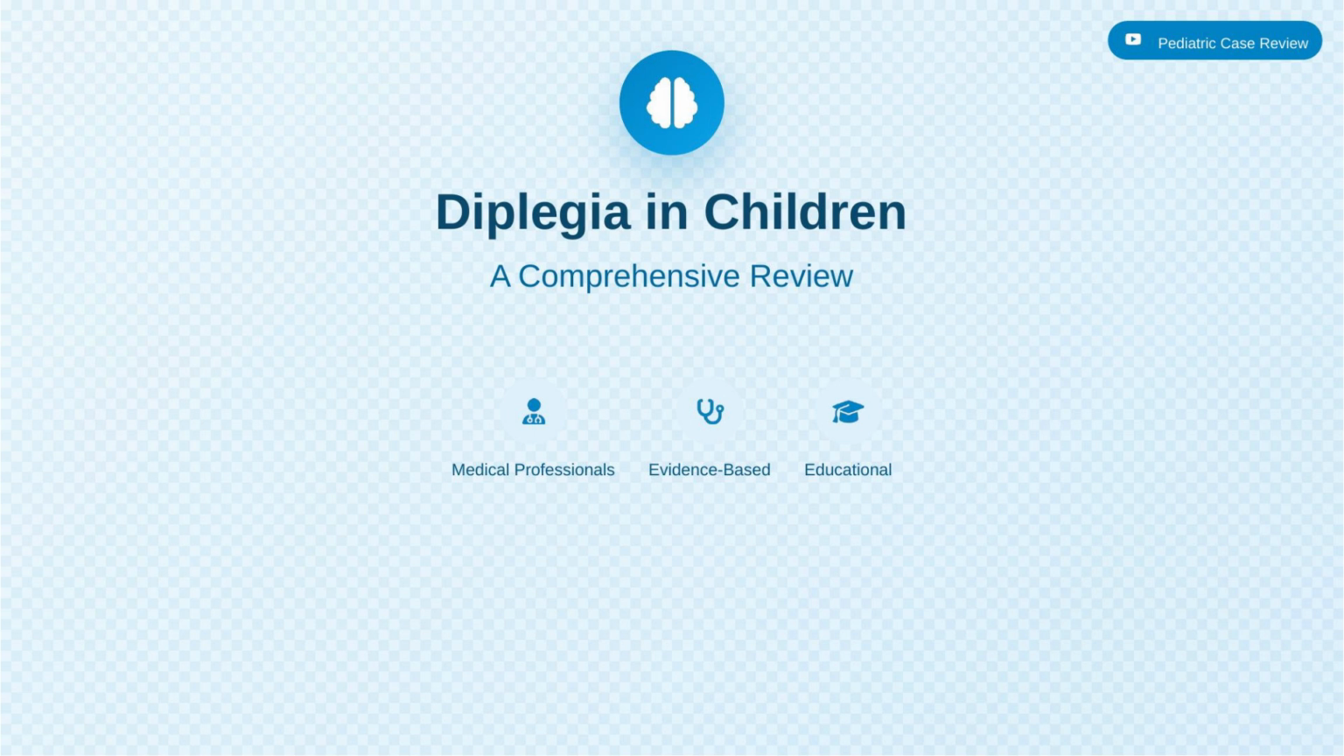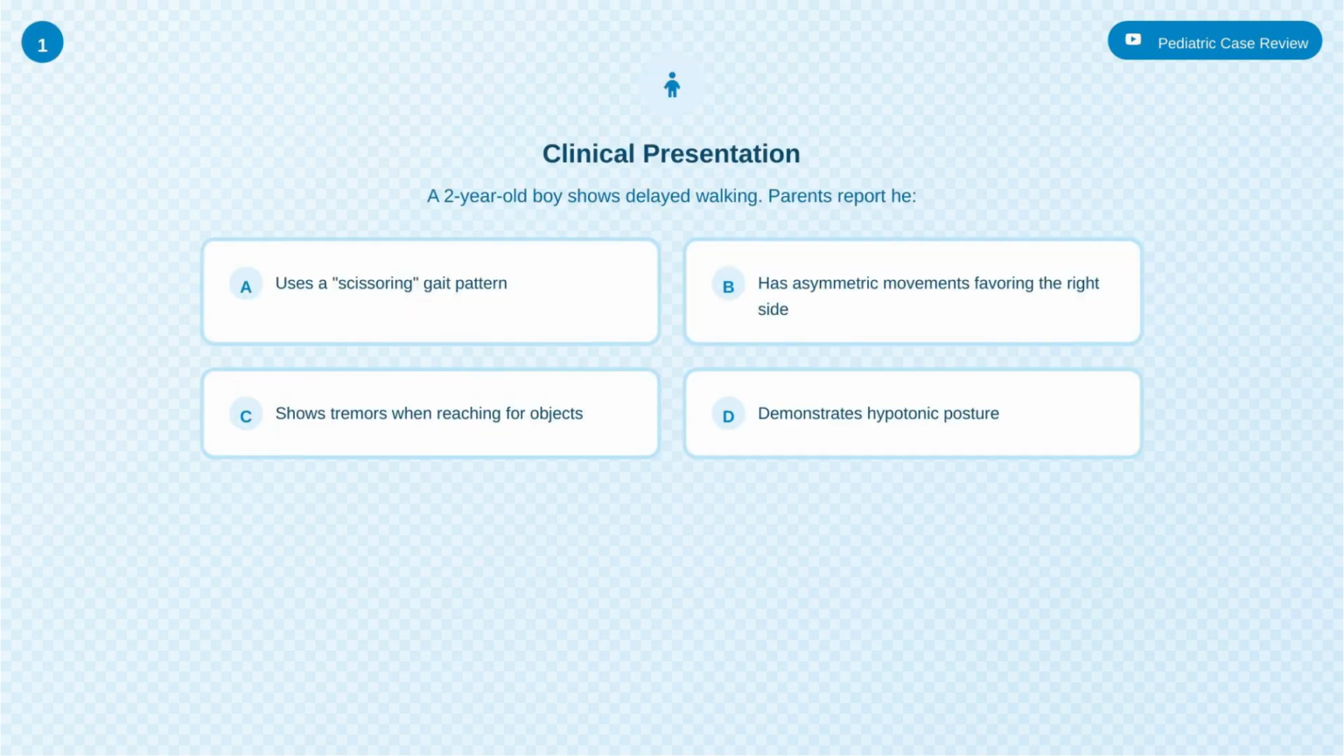Today we'll be discussing diplegia in children, a form of cerebral palsy characterized by bilateral lower limb involvement. This comprehensive review is designed for medical professionals seeking to enhance their understanding of diagnosis and management approaches. Let's review our first case.